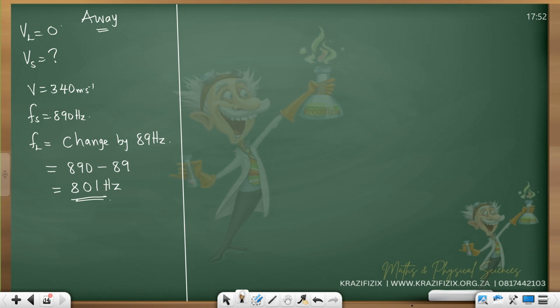So how do you work this out, guys? We start by writing, please copy the formula first. FL equals V plus or minus VL over V plus or minus VS, times FS. We are moving what? Away, right? If we are moving away, it is minus on top. And this is what I do. Which one is stationary, by the way? VL. I just forget about it. Can you see what I did? I just forgot about it. I don't need it. It's 0. You will not be penalized for removing it.